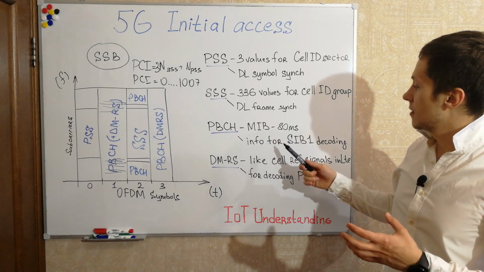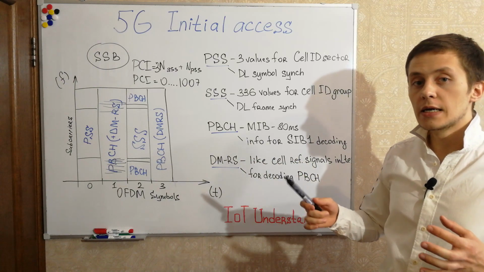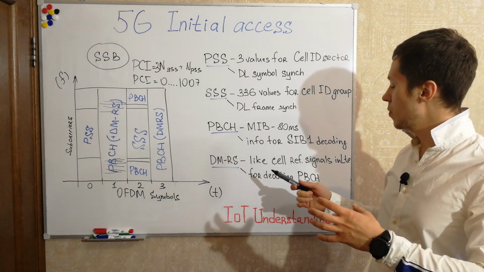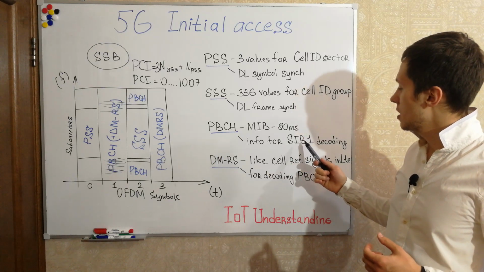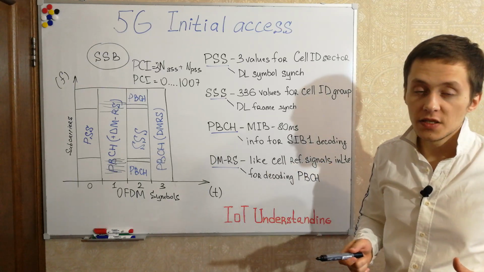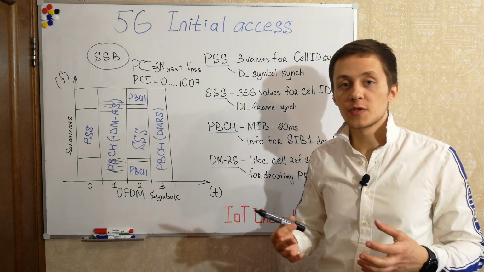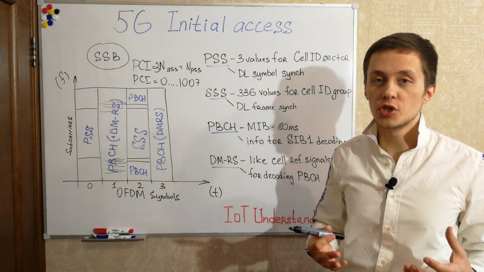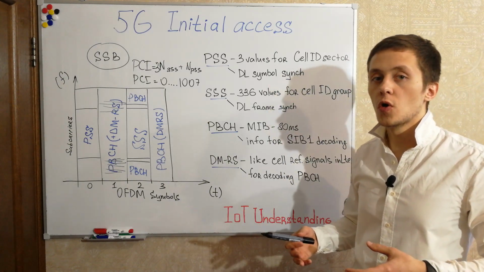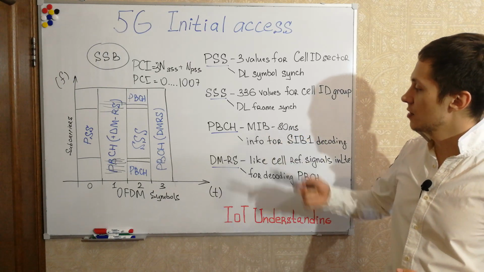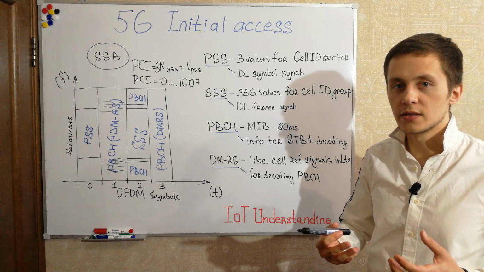And again, many things are like in LTE, but what more we can say is that SIB1 and PDSCH resources may have different subcarrier spacing, may have different numerology, and this information is also inside the master information block. So the UE has to decode it and understand.